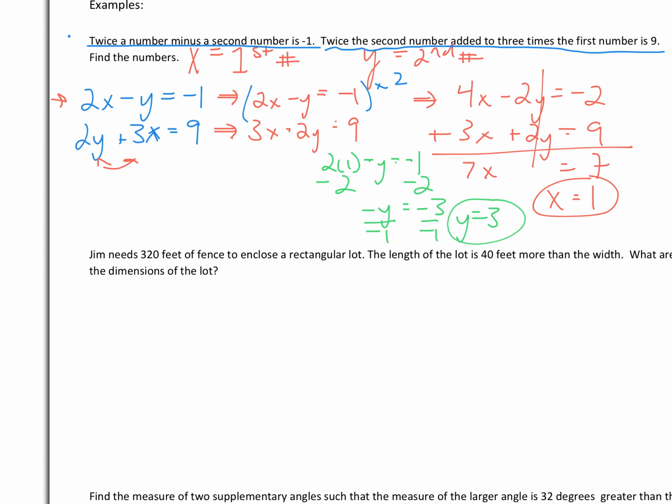So that means if we answer a question here, one number is 1, the other is 3. And there we go.